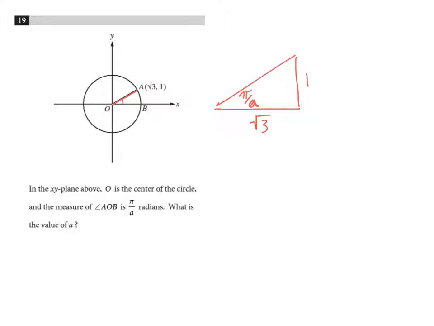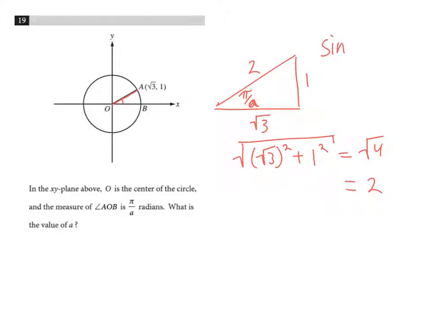So the hypotenuse is going to be the square root of 3 squared plus 1 squared. Square root of 3 squared is 3, 1 squared is 1, so that's going to be the square root of 4. The hypotenuse is going to be 2. If the hypotenuse is 2, then sine of our angle is equal to opposite over hypotenuse, which is 1/2.